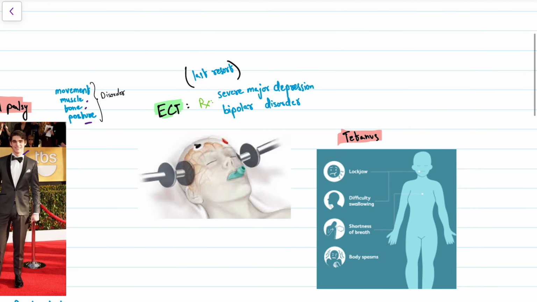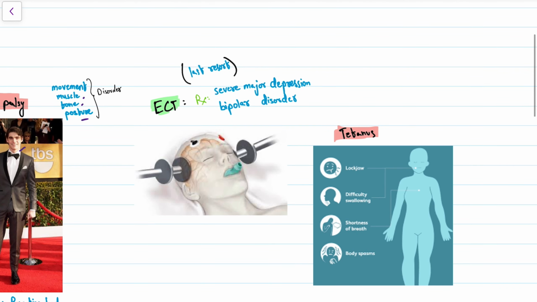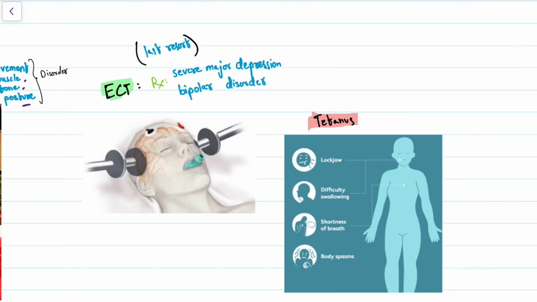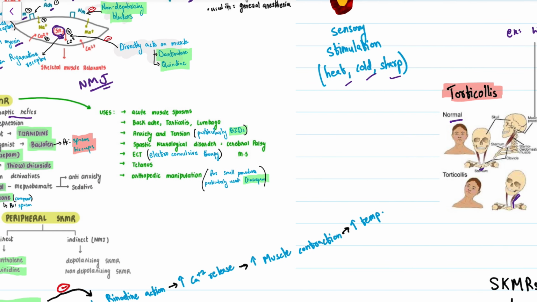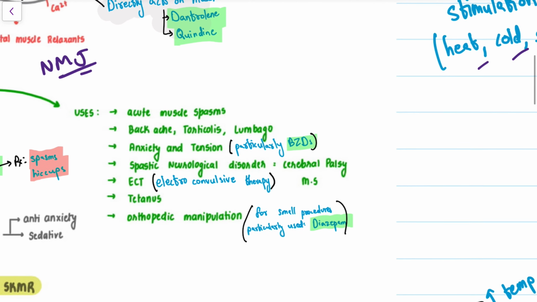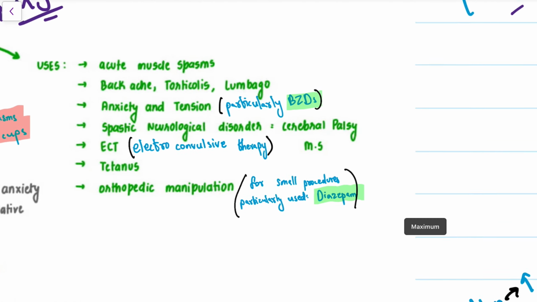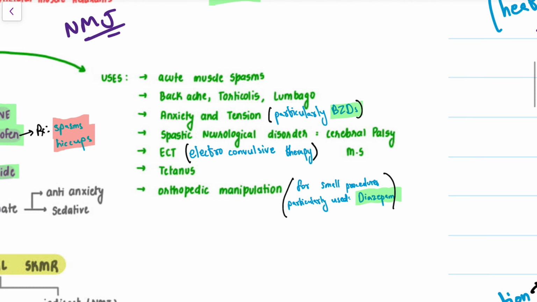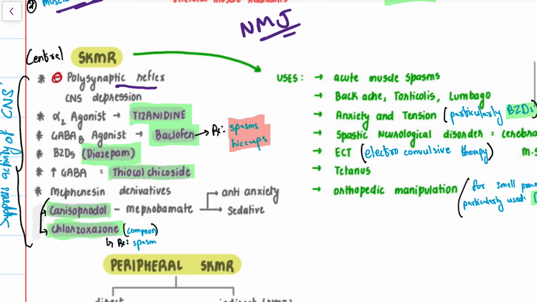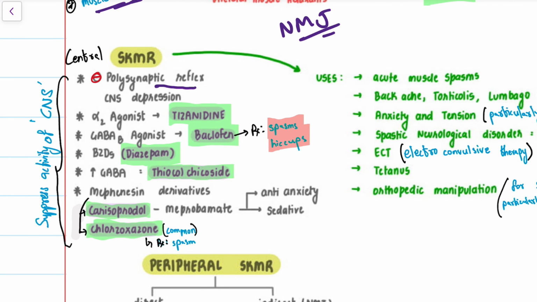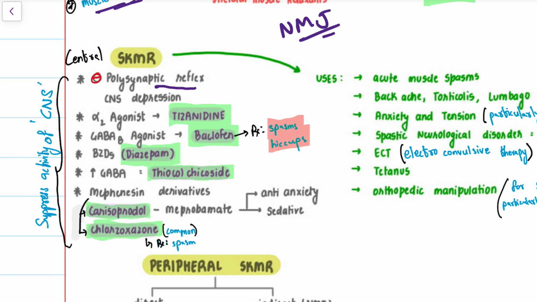And in tetanus infection, as you know, it's a bacterial infection which causes a lot of very tight muscle contractions, right? It is also used during orthopedic manipulation. What is orthopedic manipulation? It is basically these small procedures which people do, like small dislocations and all. For that, we use central SKMRs. Other examples are alpha 2 agonists like tizanidine and GABA B agonist like baclofen, which is used to treat spasms and hiccups.